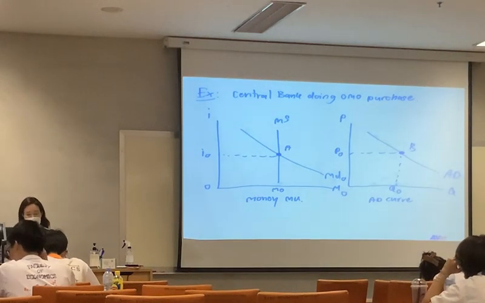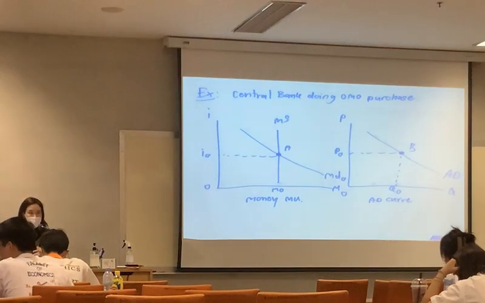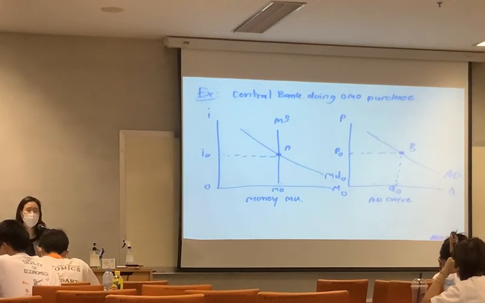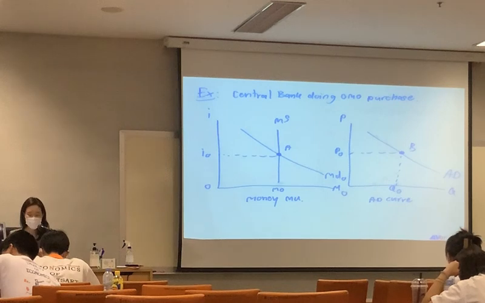Okay. The question says, suppose the central bank is doing an open market purchase, what happened to AD? Suppose the central bank is doing an open market purchase, what happened to aggregate demand? And what happened to price and quantities?